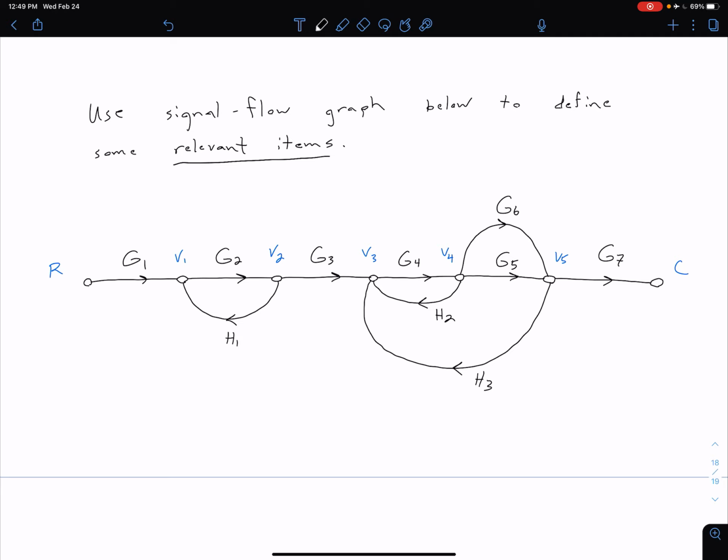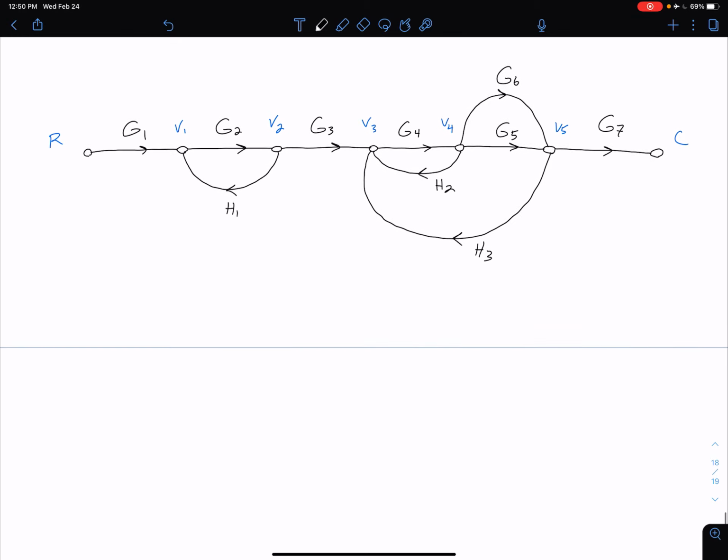Notice in this signal flow graph, I've got my signals, which are the nodes labeled with blue letters, and our systems, which are the branches connecting the nodes, labeled with black letters. Just like in the previous video, all of these signals and systems are functions of S. I've not written that explicitly just to save some space here and make it a little less cluttered. Okay, so let's get into talking about some of these important parameters.